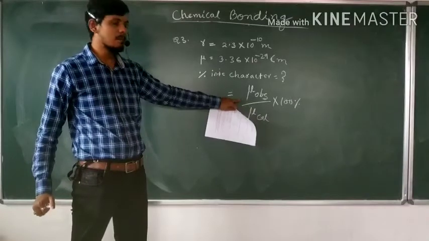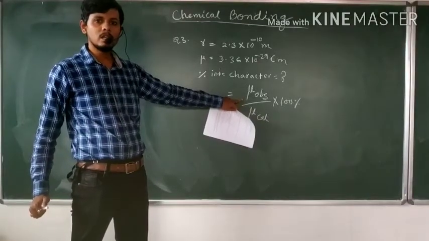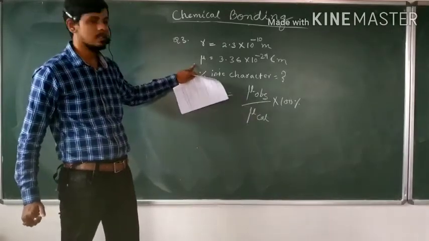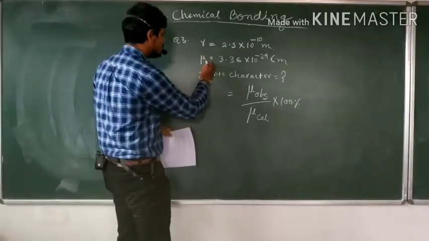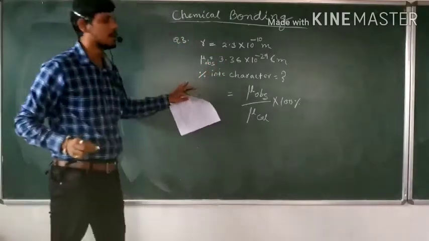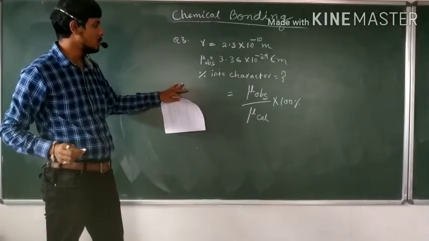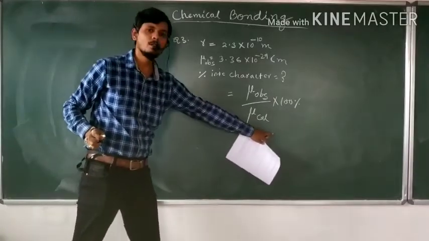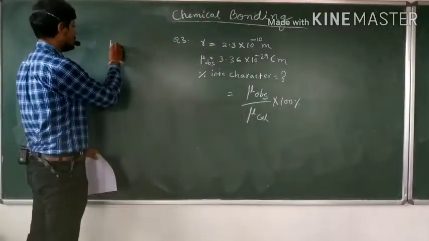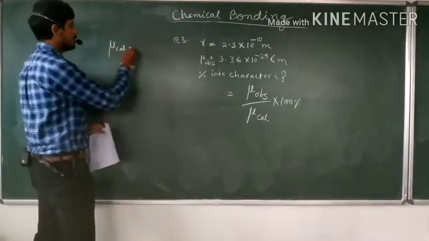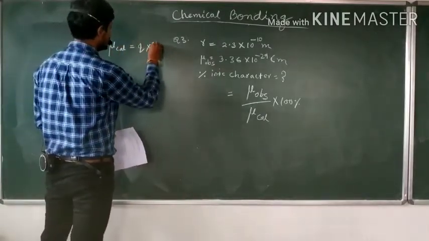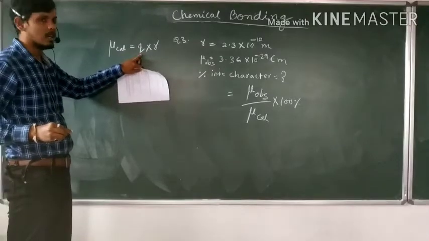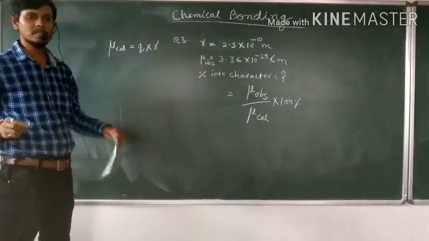The observed dipole moment is the dipole moment that is measured experimentally. That means the dipole moment value that is given to you is the observed dipole moment. Now, what we need to do is find mu calculated, the calculated dipole moment. So how can we calculate the dipole moment? Mu calculated equals charge into distance. So dipole moment is the multiplication of charge and distance between the interacting species.